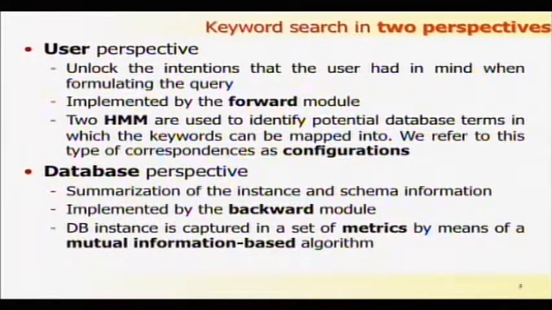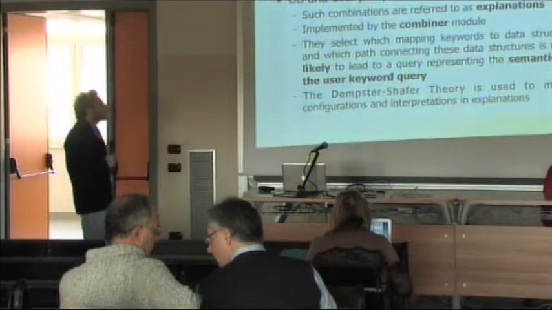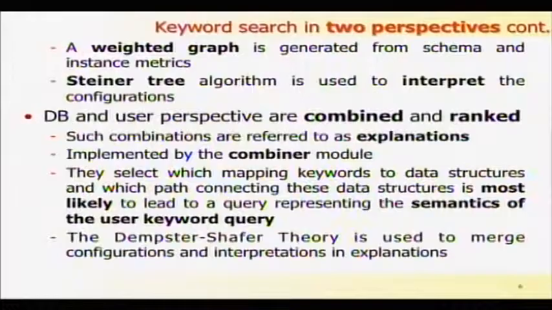For the database perspective, instead, we want to summarize somehow the information that is encoded inside both the schema and the instance level. We call this module the backward module. To do that, we basically capture metrics from the instance using a mutual information-based algorithm. And then we create a weighted graph starting from the schema and these metrics. And then we apply a Steiner tree algorithm on top of this graph. The result from this algorithm, we call an interpretation of the previous configurations.